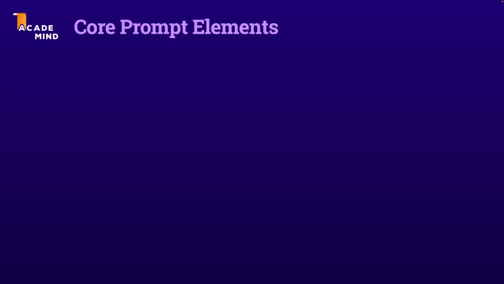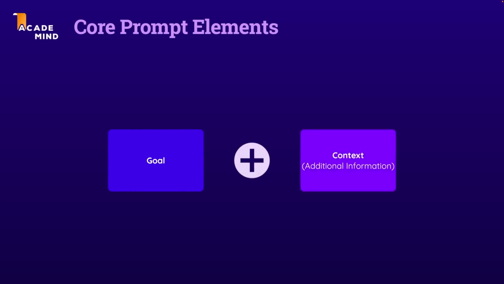So how do you write good prompts? How do you create good ChatGPT prompts? Well, in the end, every good prompt consists of two main elements. And that would be the goal of your prompt and some additional context, some additional information that helps ChatGPT produce a better result, better output for the prompt you specified, for the goal you specified with your prompt.